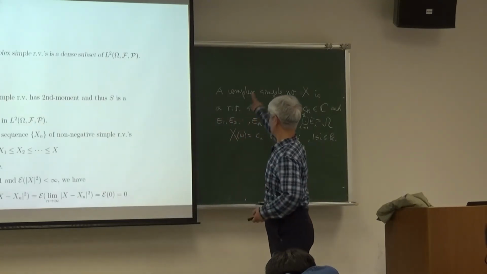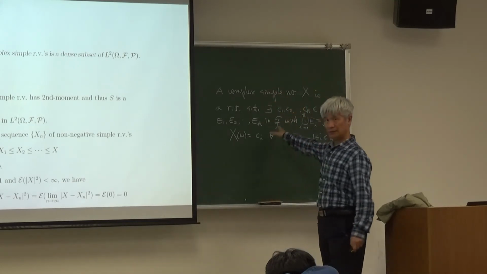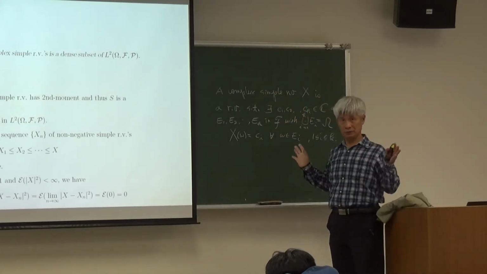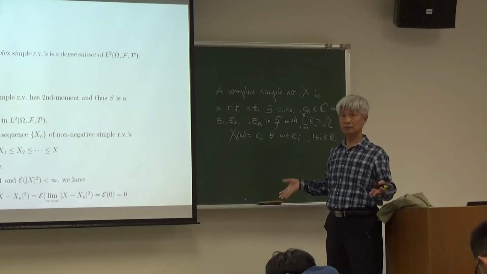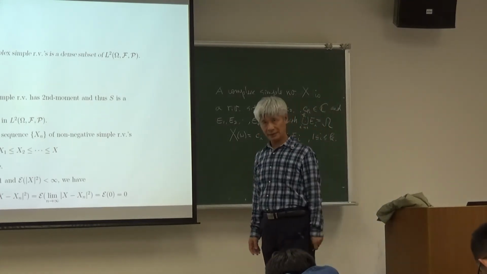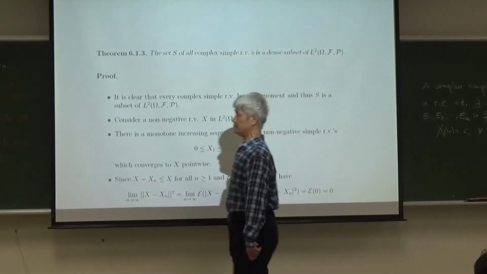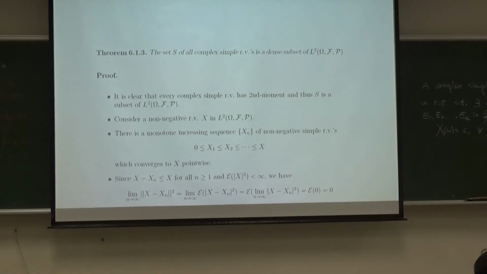And the set of all complex simple random variables is a dense subset. Because a complex simple random variable is so simple, it's very, very simple. But it is a dense set. It satisfies this property here. Of course, every complex simple random variable has a second moment, because it has only a finite number of values. So it has a second moment, and so the set is a subset of L2, of course.